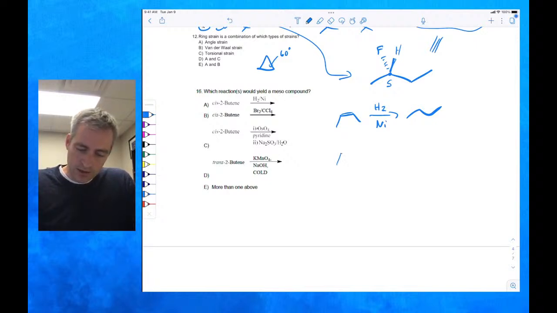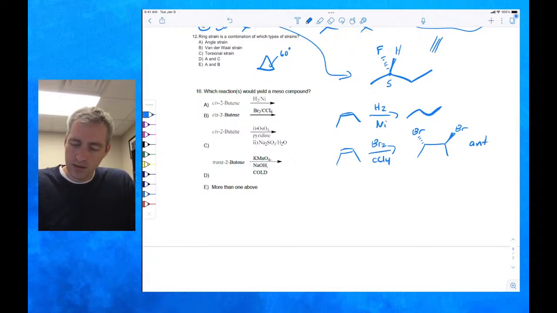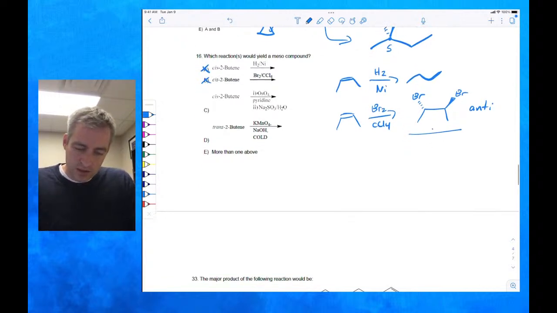The next one is Br2 with CCl4. What this will do is add Br2 to the alkene, and it'll go anti to give you this molecule, which is chiral. It's not a meso compound because there's no mirror plane. Plus, you'll get the enantiomer of this compound in equal amounts. So it's not A and it's not B. C is cis-2-butene.